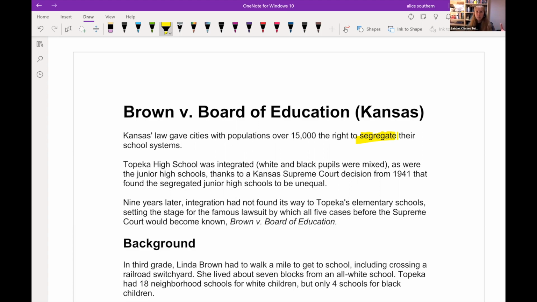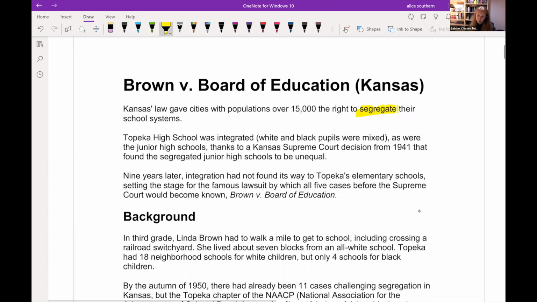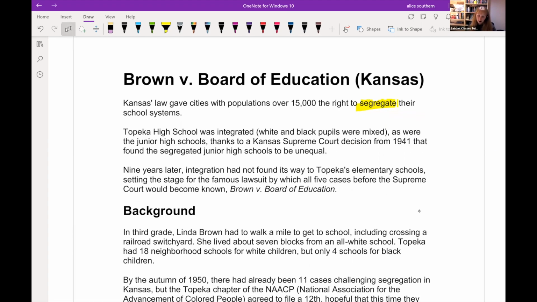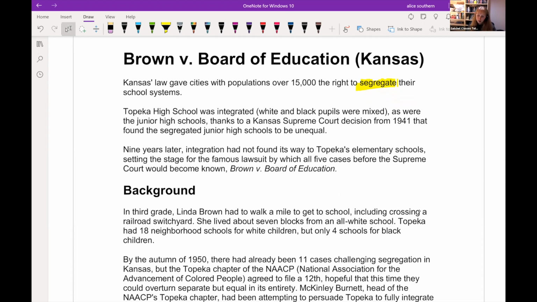Now, this is a problem, obviously, for children. Well, it's a problem in general, but if you live closer to a white school and it's inconvenient for you to get to what would have been a Black school, we're seeing flaws in that system. And this is where the Brown versus Board of Education movement is born. So Topeka High School was integrated, Black and white pupils were mixed, as were the junior high schools, thanks to a Kansas Supreme Court decision from 1941 that found the segregation to be unequal. You kind of think they wouldn't need a court ruling for that, wouldn't you?